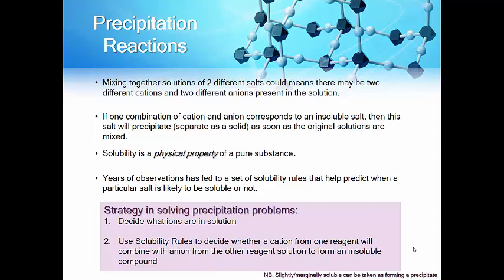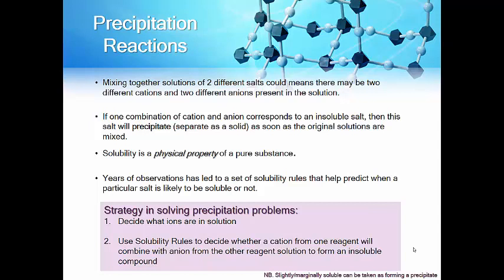Okay, so what do we have on this slide? Here we have, if one combination of the cation and anion corresponds to an insoluble salt, then this salt will precipitate. And how do we know if we're going to get an insoluble salt? We look at our rules, and that's on your extra sheet that you will be getting in your exam. Okay, and this solubility itself is a physical property of a pure substance, and the precipitation reactions and whether or not something will occur is what we need to predict, and we've got these tables to tell us this.